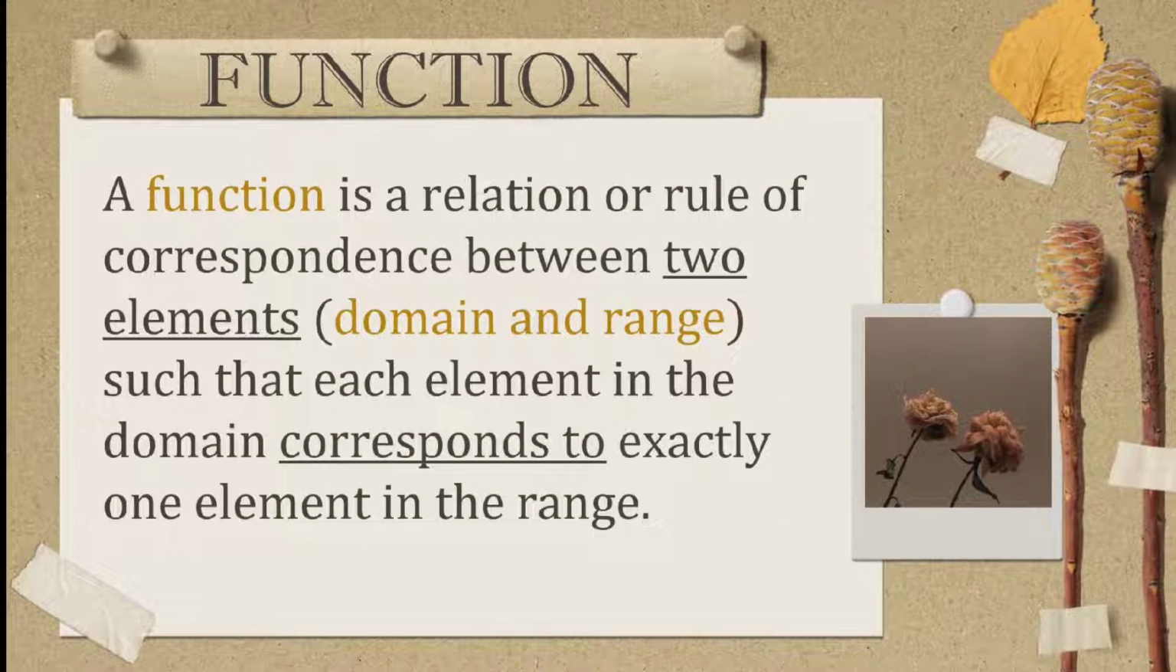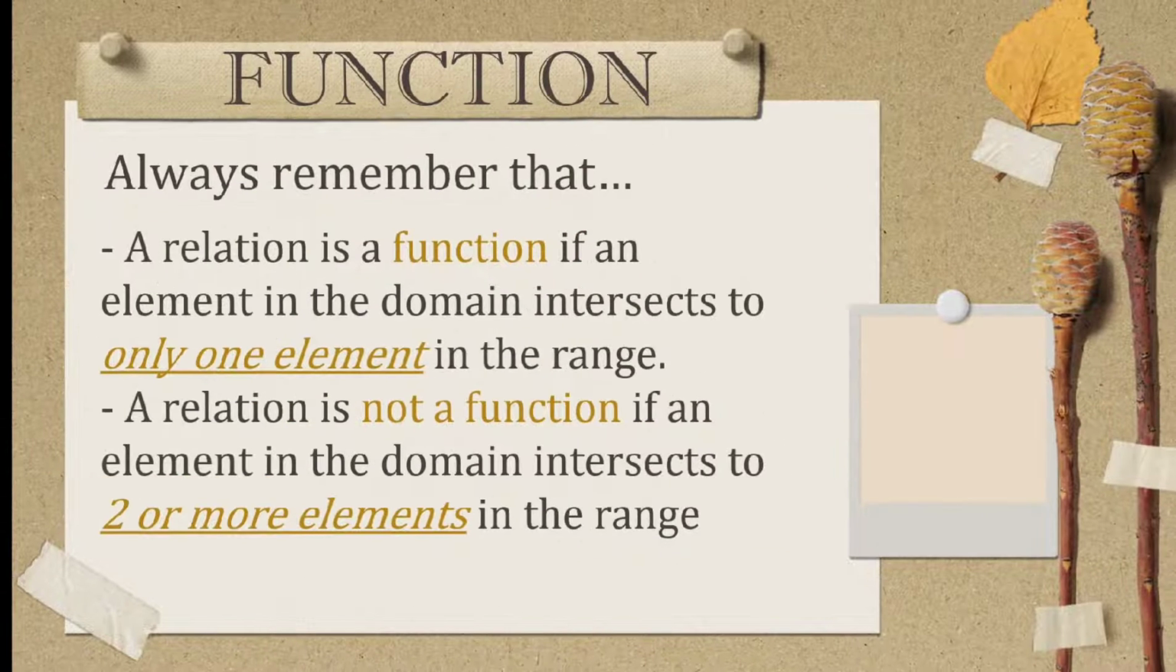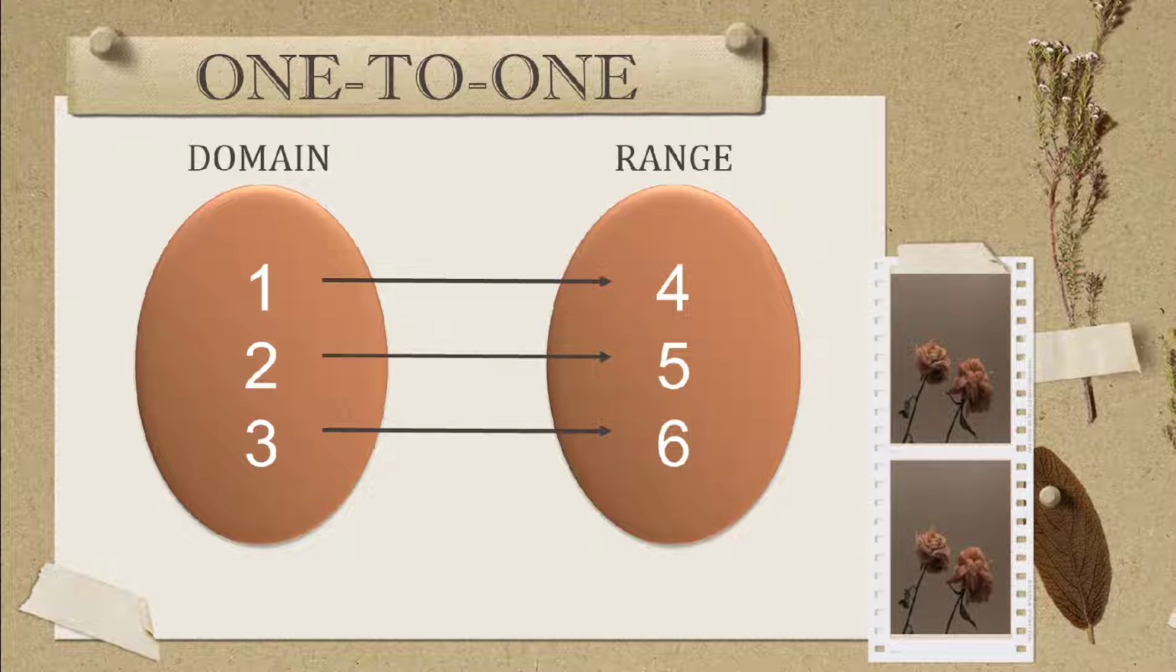Let's now move on to the definition of functions. A function is a relation or rule of correspondence between two elements, which is domain and range, such that each element in the domain corresponds to exactly one element in the range. Always remember that a relation is a function if an element in the domain intersects with only one element in the range, and not a function if an element in the domain intersects with two or more elements in the range.